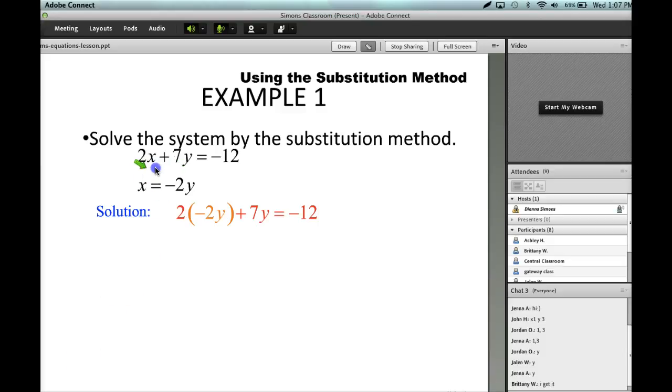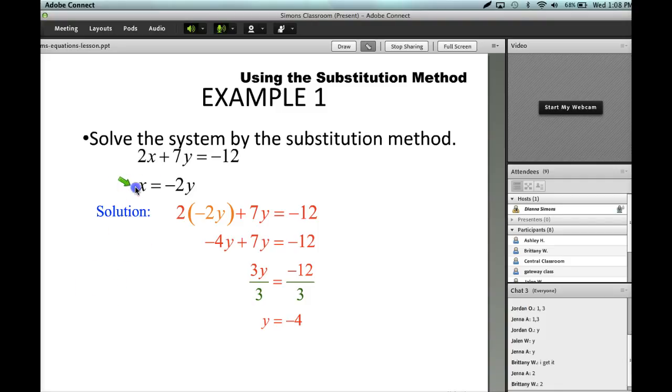Right there for x, we're going to substitute in our negative 2y. We do our distribution first, then combine like terms, then divide by the coefficient in front of the y, and we get y is negative 4. Now, look at these. Which is going to be the easiest one to solve for your x variable? We always want to make it easy on ourselves. If I put it in equation 1 or equation 2, which one's easier to solve for x?